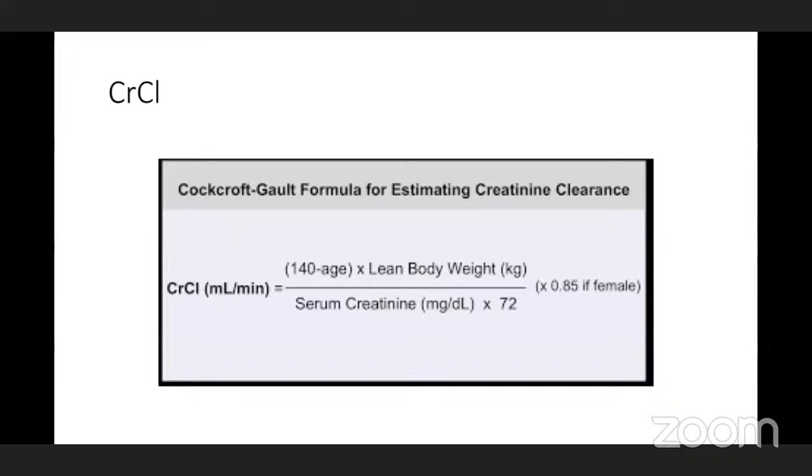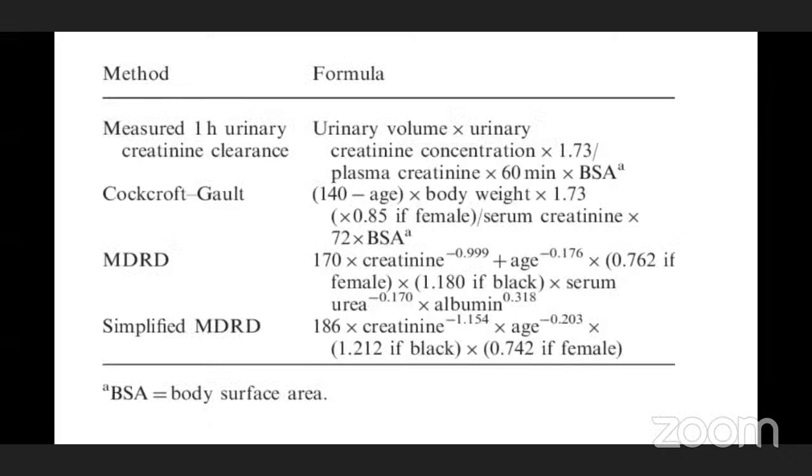And in calculating the creatinine clearance, we use the Cockcroft and Gault formula, which is 140 minus age, times the ideal body weight, divided by serum creatinine times 72. Now, with this particular formula, if you were a female, the male formula times 0.85 will be used to calculate the female creatinine clearance.